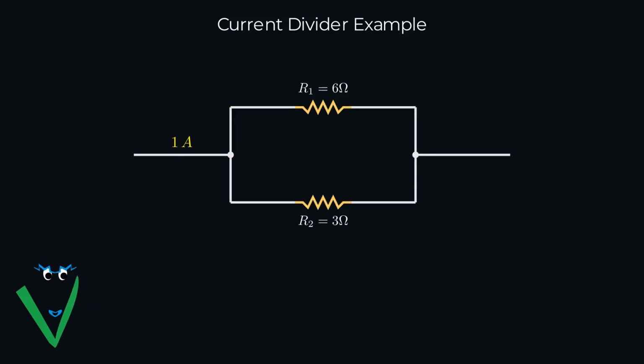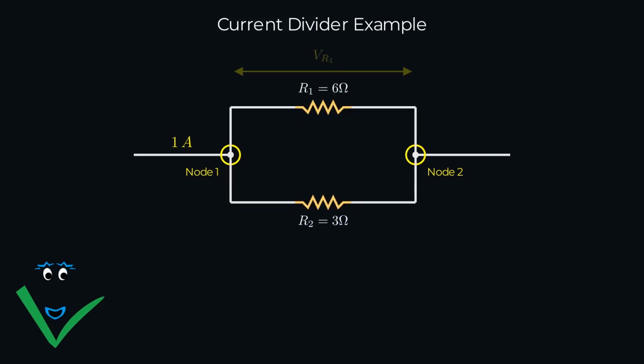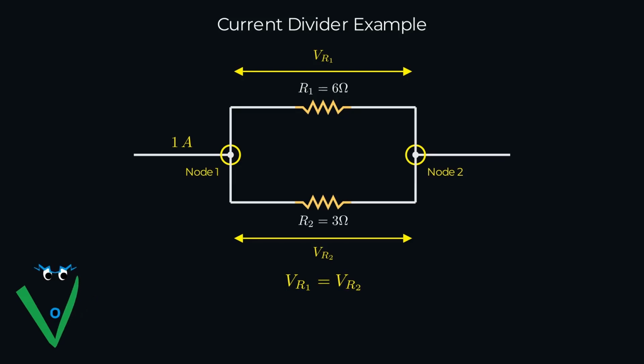The important thing to remember is that these two resistors are in parallel. That means both resistors are connected between the same two nodes. Since they share the same starting point and the same ending point, they must have the same voltage across them. But even though the voltage is the same, the current through each branch does not have to be the same. Why? Because each branch has a different resistance.